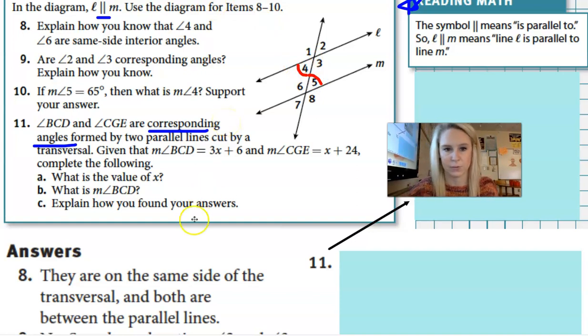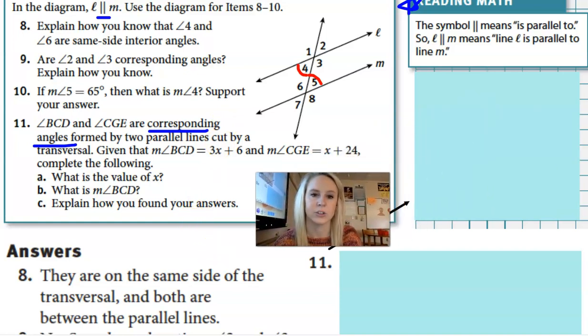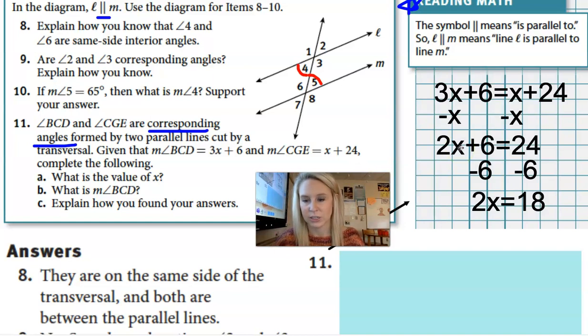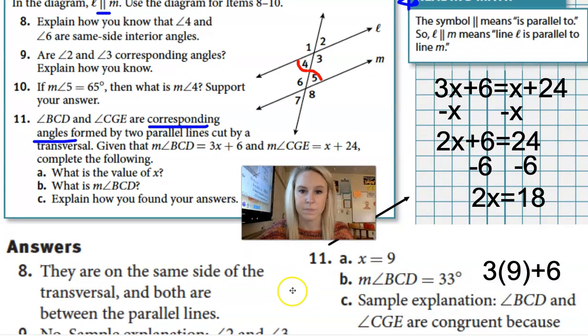So 5 is 65. All right, number 11 does not give you a picture, but it tells you that they are corresponding. We know corresponding angles are congruent, so I set my two equations equal. You can do it lots of different ways, but once you solve it, you would get 9. Then I wanted you to find the measurement of BCD, so I'd have to substitute that 9 into my equation of this first one. So 9 times 3 plus 6, you get 33 degrees.